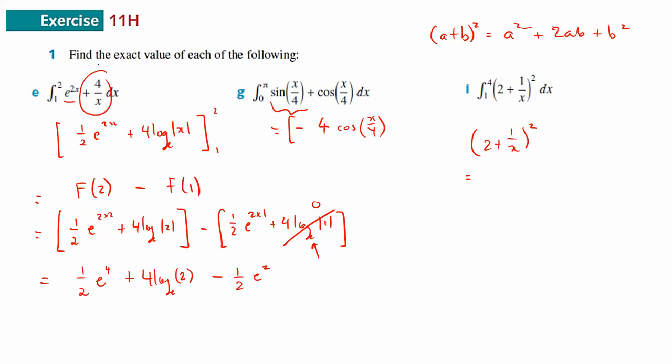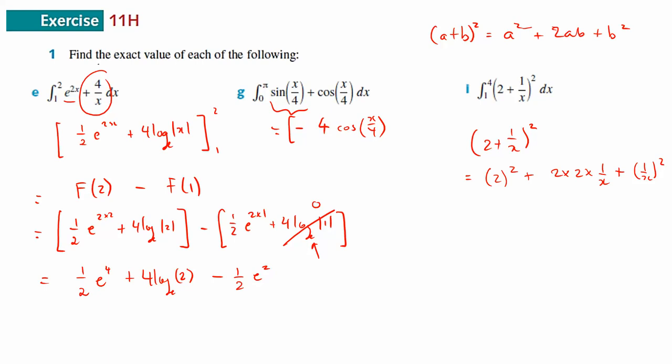Same idea. So let's do it using the rule. I'm doing 2 squared, plus 2 times a times b, plus b squared, which is (1 over x) squared. Same rule as what you've been doing since year 9, 10, and 11. So it's still (a plus b) squared, or a squared plus 2ab plus b squared.